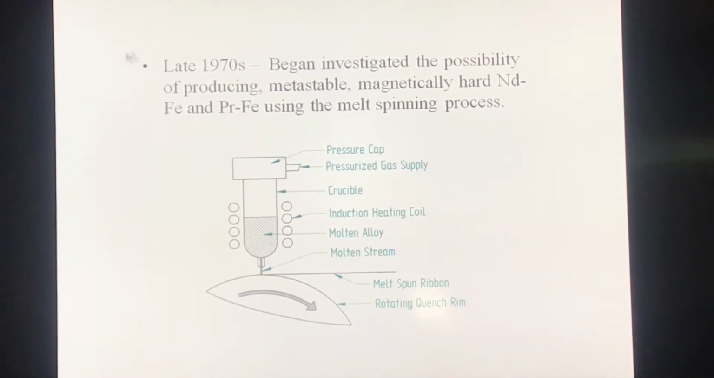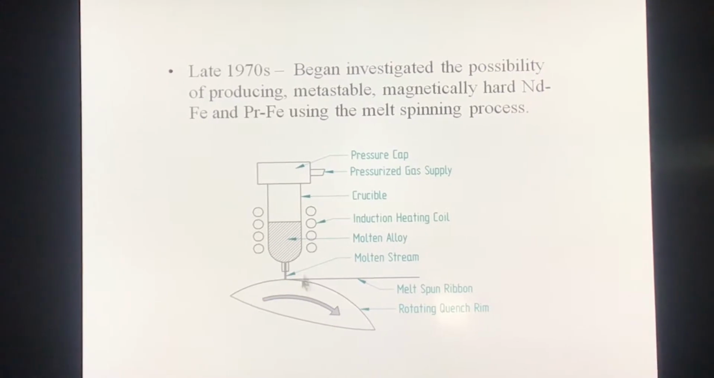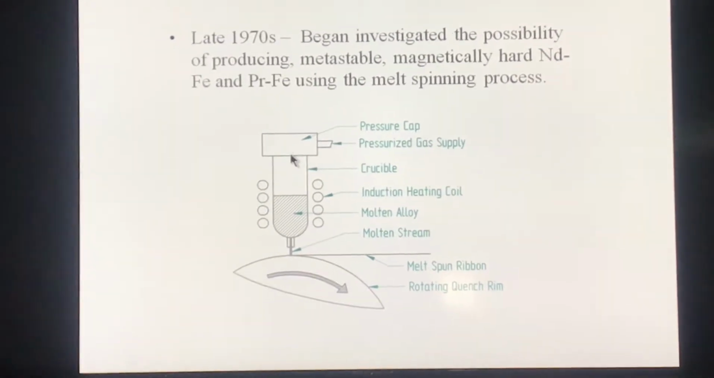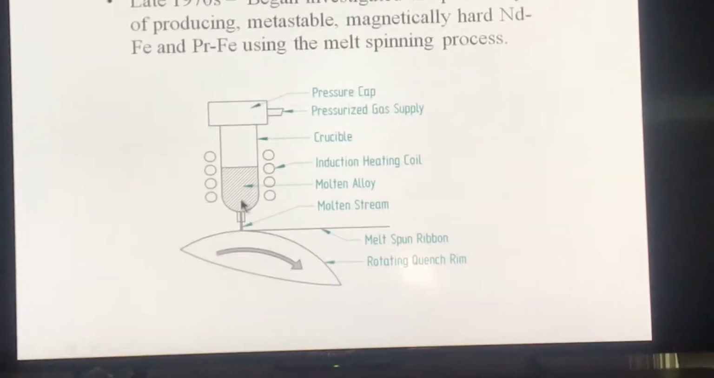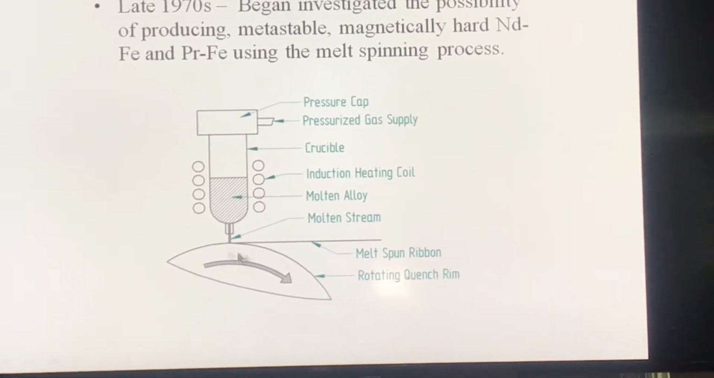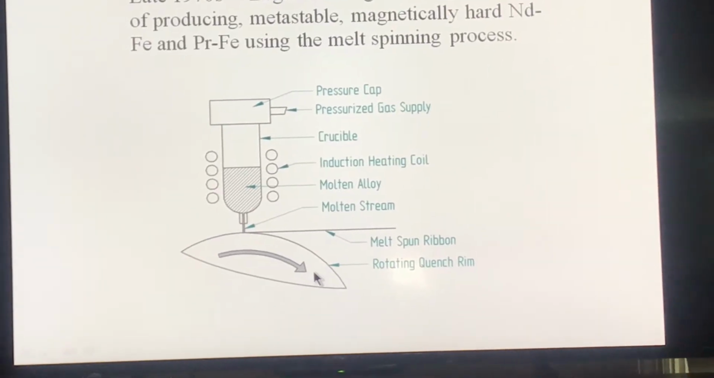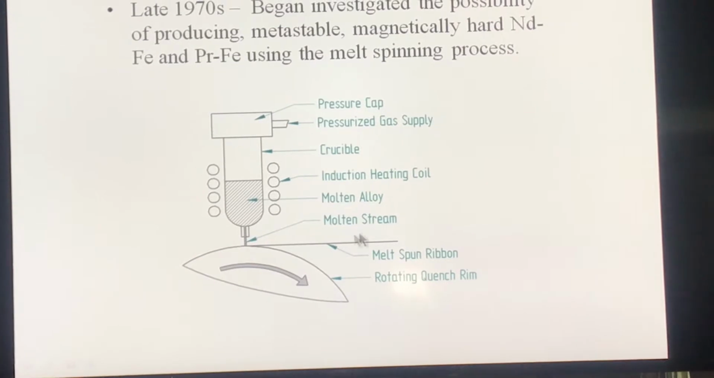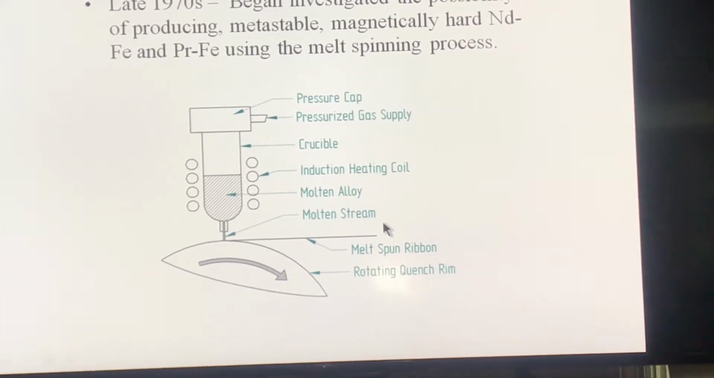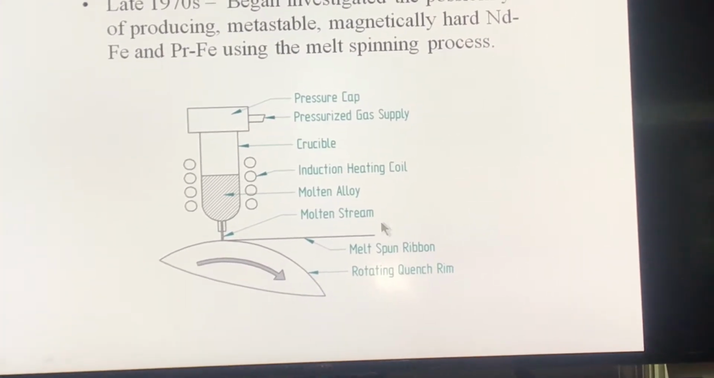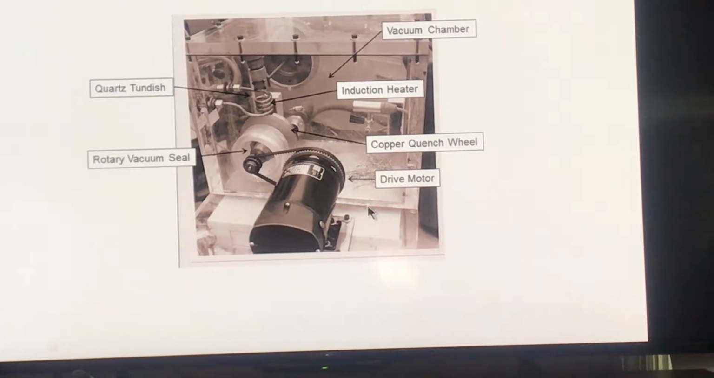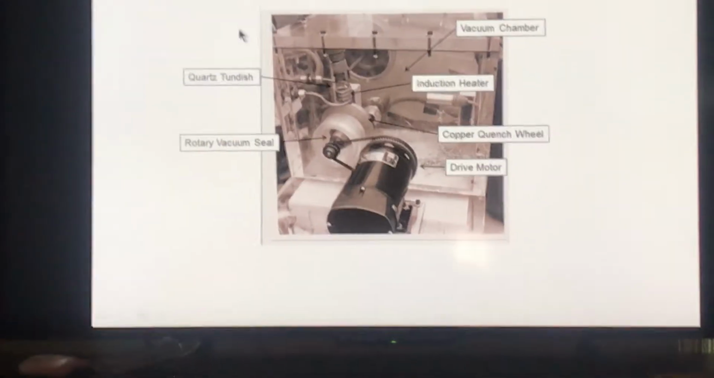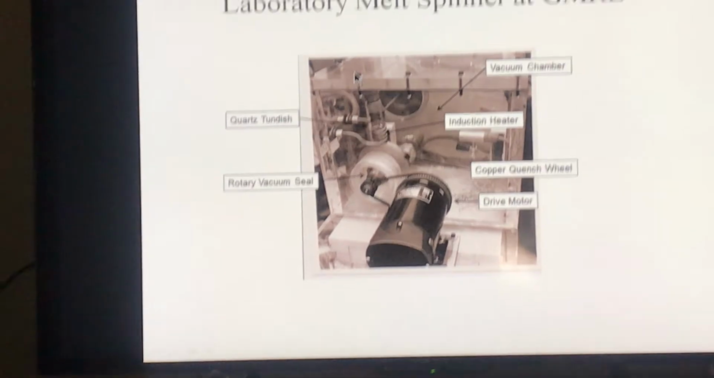This was a fairly new process where you take a molten alloy, you use pressurized argon, and you direct a stream of it onto a rapidly rotating cold rim, and you produce this fine ribbon, which is rapidly solidified. And this is the first melt spinner that I had built at one of the shops at the General Motors Research Labs.